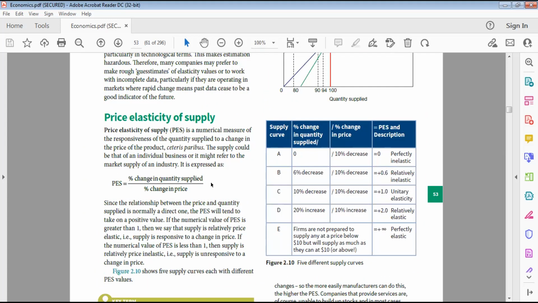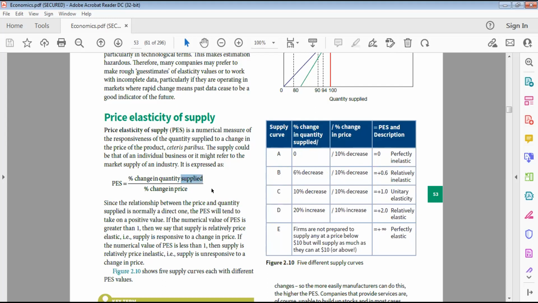So if the supply is elastic, I'm just asking you, just use your common sense. If the supply is price elastic, what does it mean? It means a little change in price will cause a bigger change in the quantity supplied, right? That is called elastic supply.